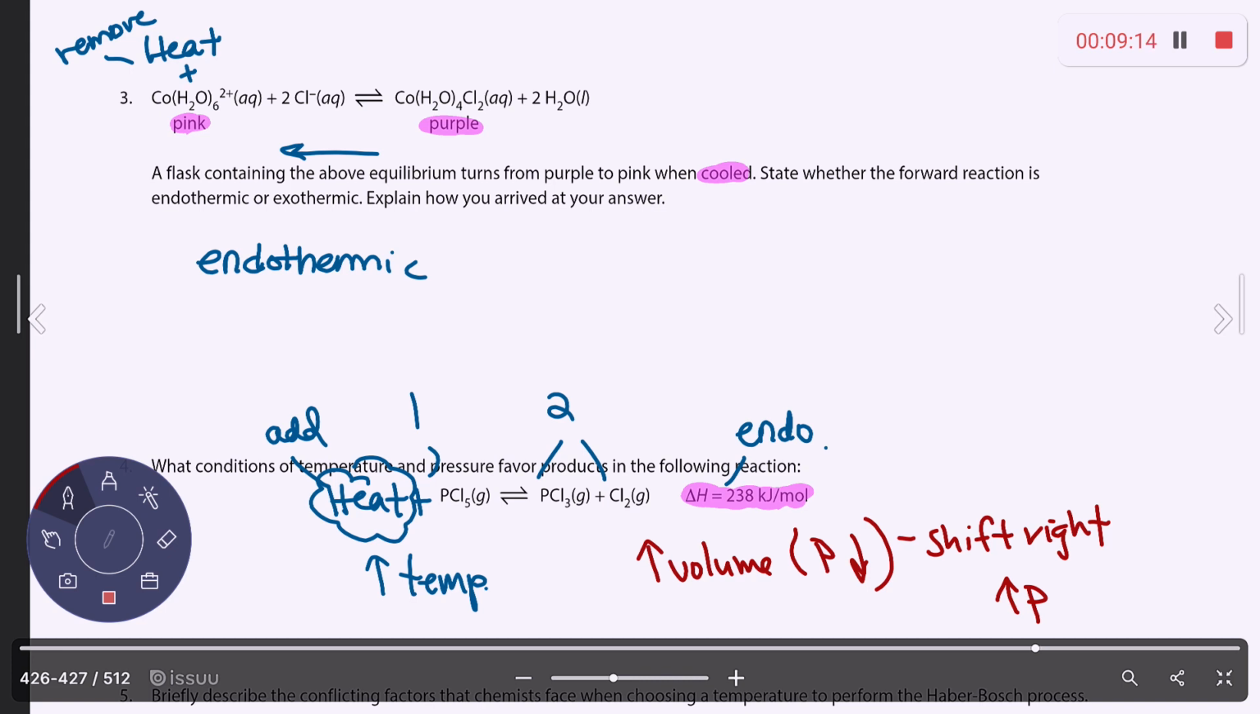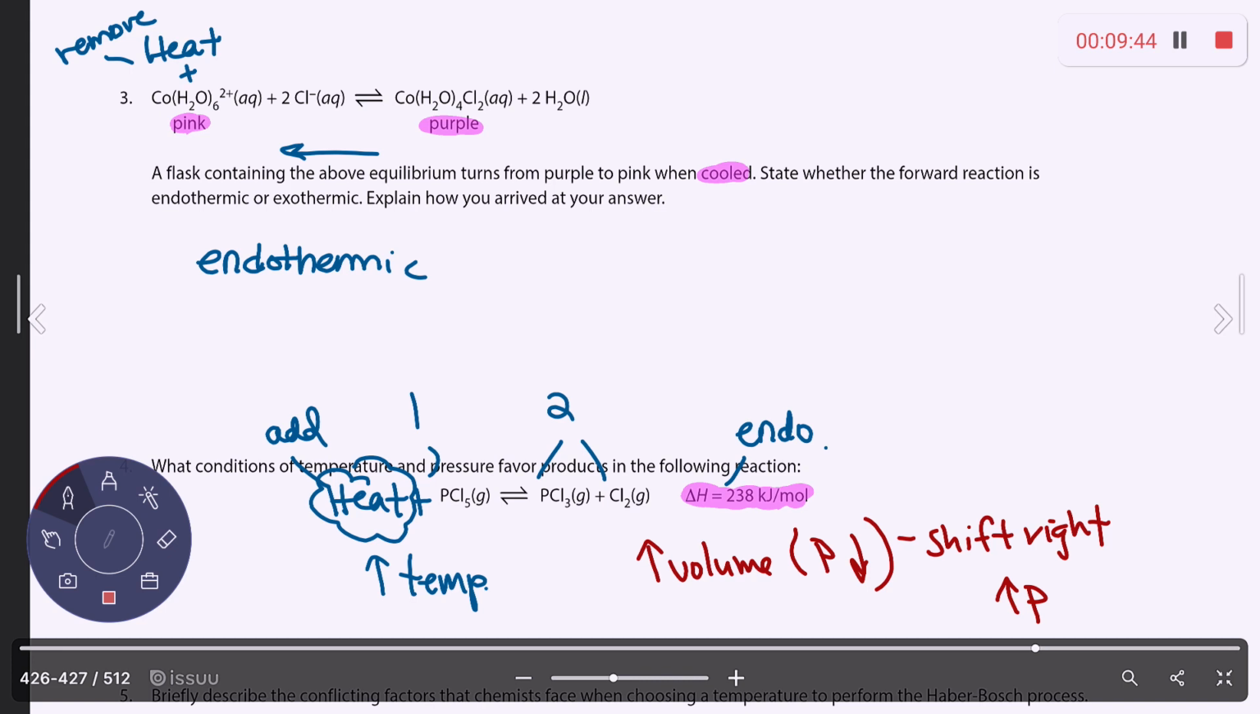How do you know the volume goes up? Because it says what conditions of temperature and pressure favor the products. So if you increase the volume, that causes the pressure to go down. Then why do you want the pressure to go down? Because if the pressure drops, then I need to bring the pressure back up, which will cause me to shift to the right, where there are more products, or there are more particles to collide with the surface of the container and cause the pressure to rise.